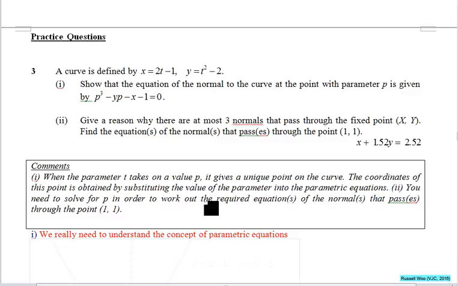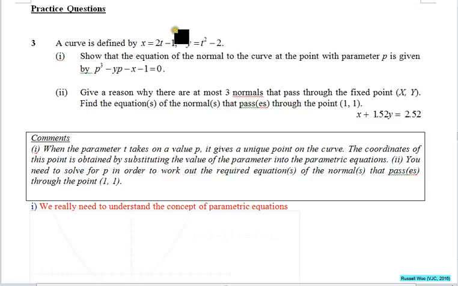Let's take a look. Now, if I were to key this into the GC, I can actually look at the shape of the curve. Let me show you. Where is it?